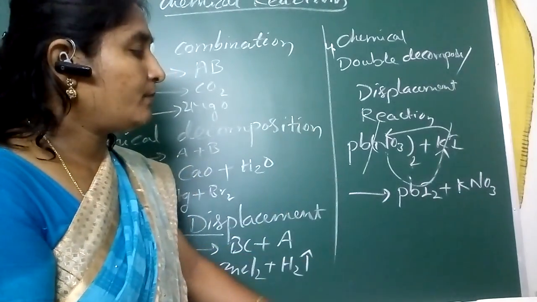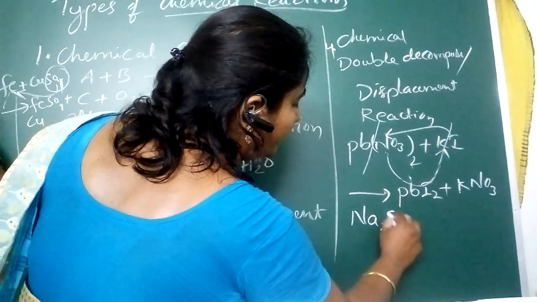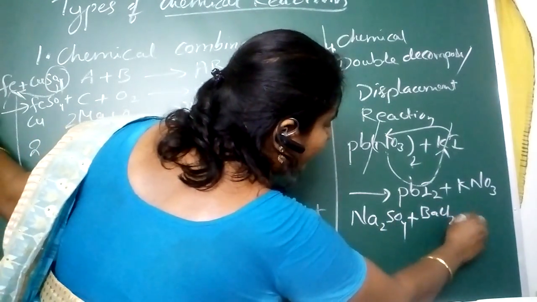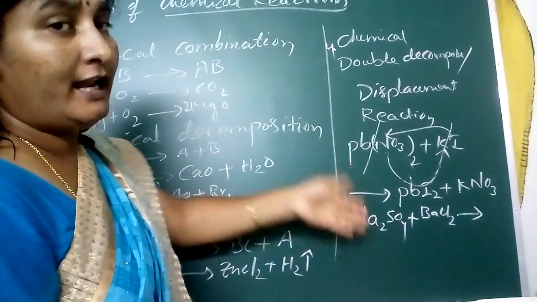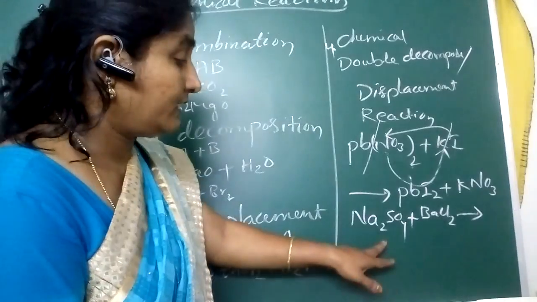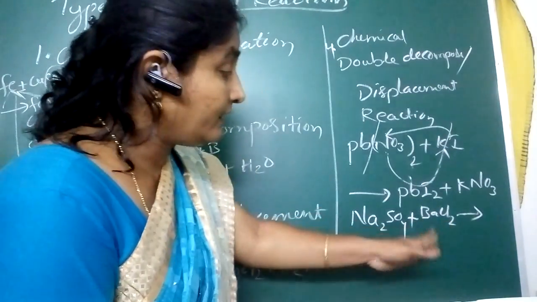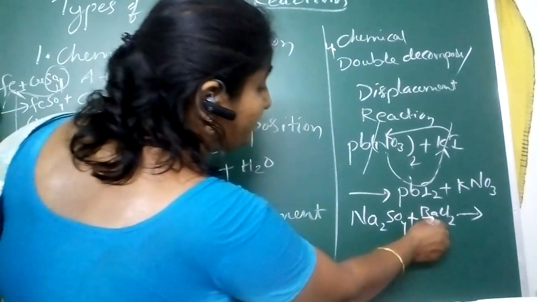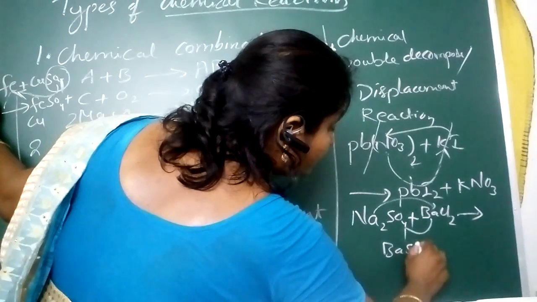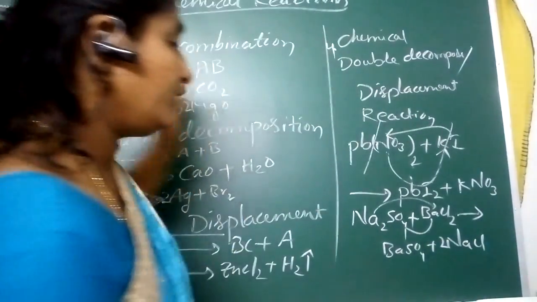Another example for this one is sodium sulfate, Na2SO4, and barium chloride. You take these two. You already learnt this reaction in earlier lessons. What is that? Sodium sulfate and barium chloride. When these two are combined with each other, barium sulfate and sodium chloride will be formed. That means BaSO4 plus NaCl will be formed. Then after that you have to balance it.